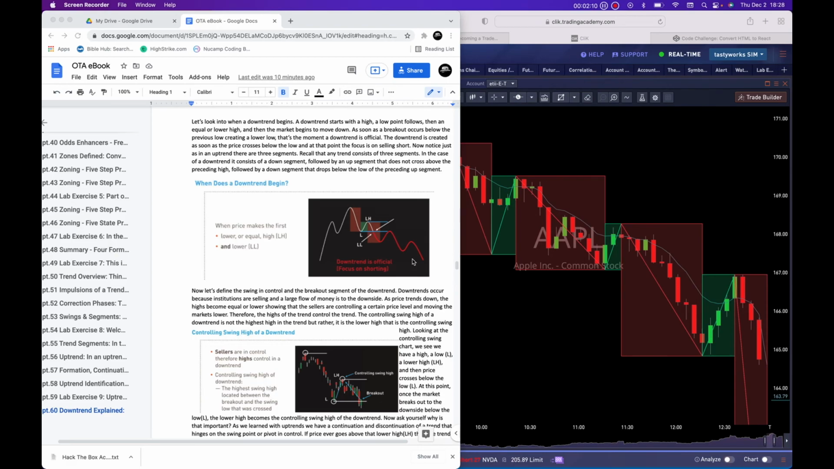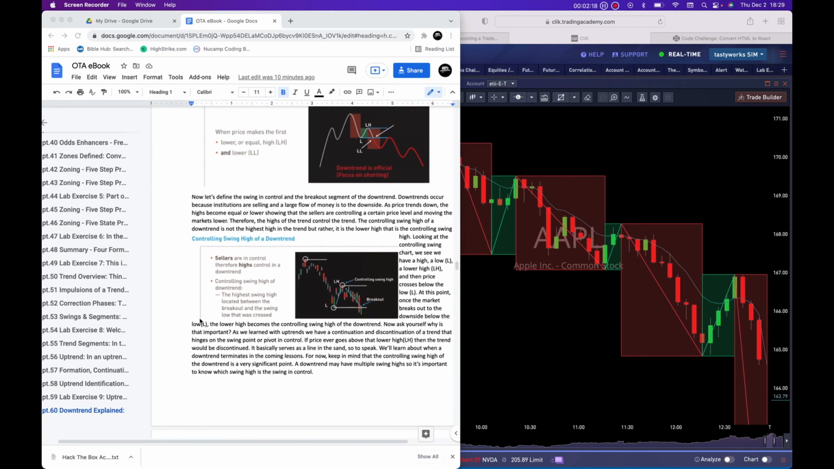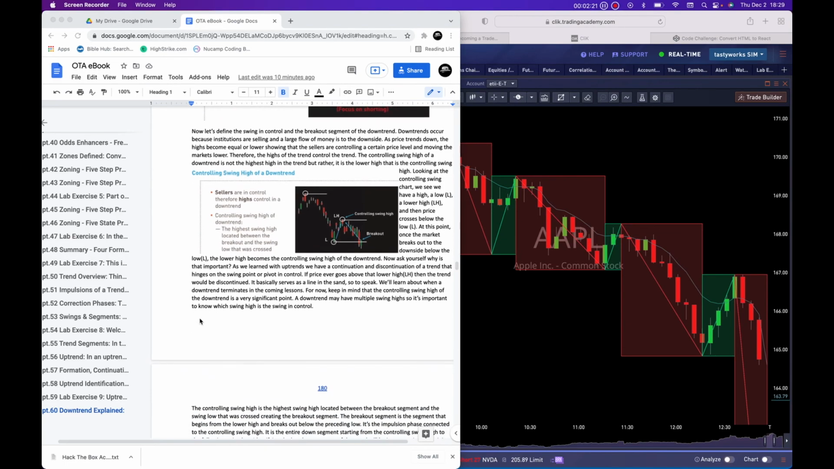Now let's define the swing in control and the breakout segment of the downtrend. Downtrends occur because institutions are selling and a large flow of money is to the downside. As price trends down, the highs become equal or lower, showing that the sellers are controlling a certain price level and moving the markets to lower prices. Therefore, the highs of the trend control the trend. The controlling swing high of a downtrend is not the highest high in the trend, but rather it is the lower high that is the controlling swing high.